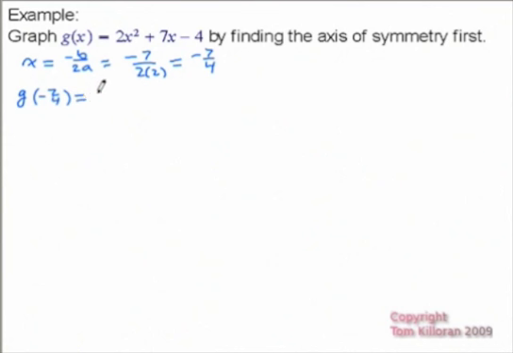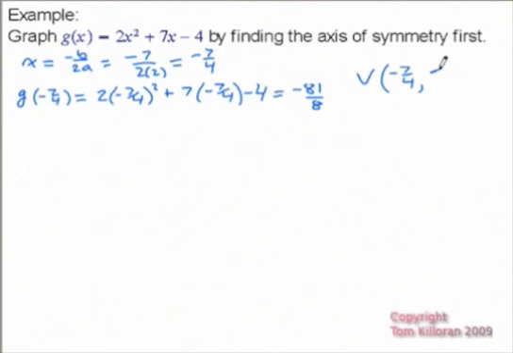So this would be 2 times negative 7/4 all squared plus 7 times negative 7/4 minus 4. If you type this all into your calculator, you're going to get negative 81/8. Make sure you use all those parentheses, and if you don't get negative 81/8, you'll get negative 10.125. Alright, so this gives us our vertex of negative 7/4, negative 81/8.